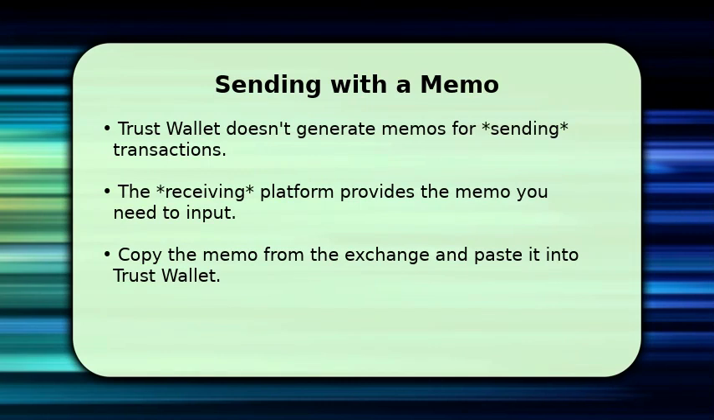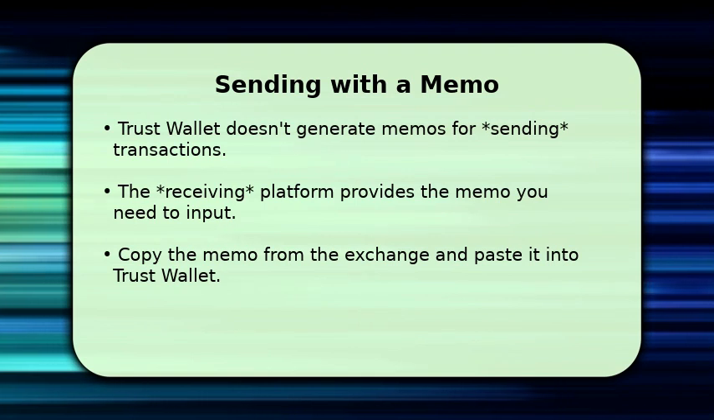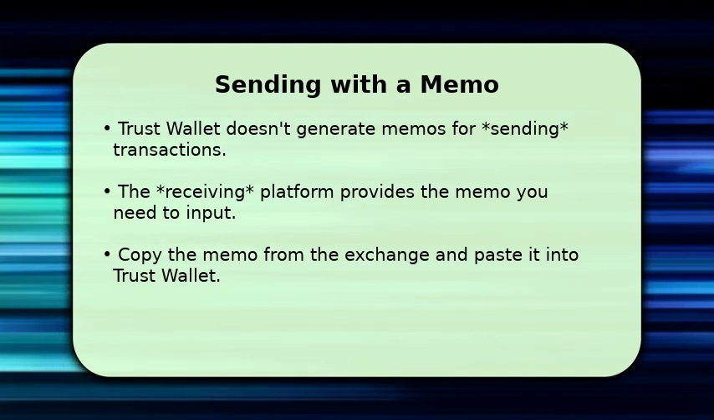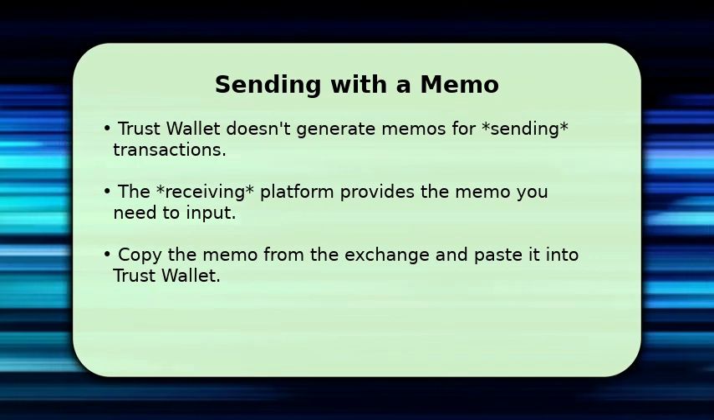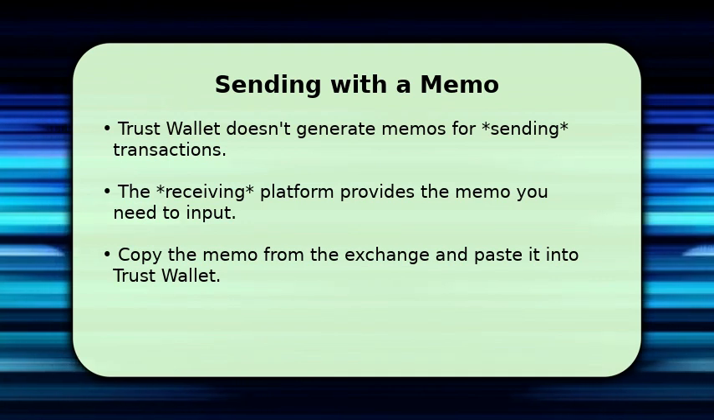When you're sending crypto from Trust Wallet to an exchange, Trust Wallet itself doesn't generate the memo. Instead, the exchange you're sending to will provide a unique memo or destination tag along with their deposit address. You simply copy this memo from the exchange's deposit page and paste it into the designated memo field within Trust Wallet during your send transaction. It's a simple copy and paste process.